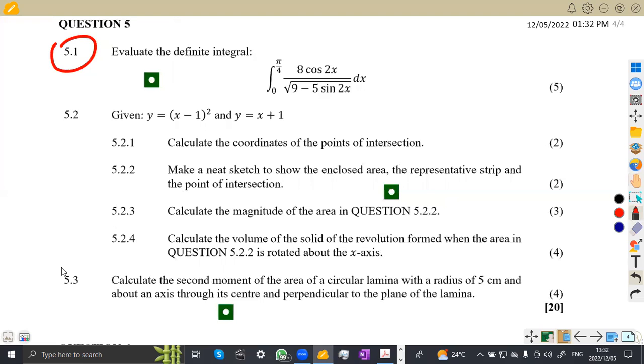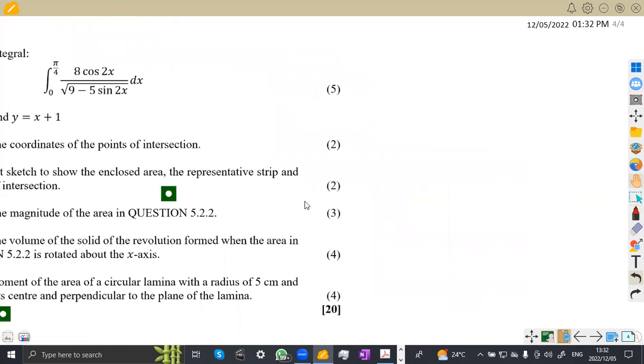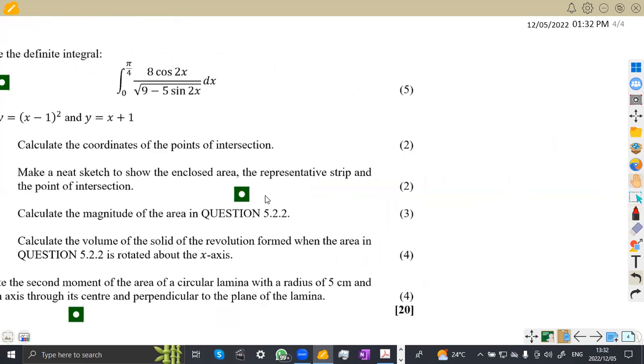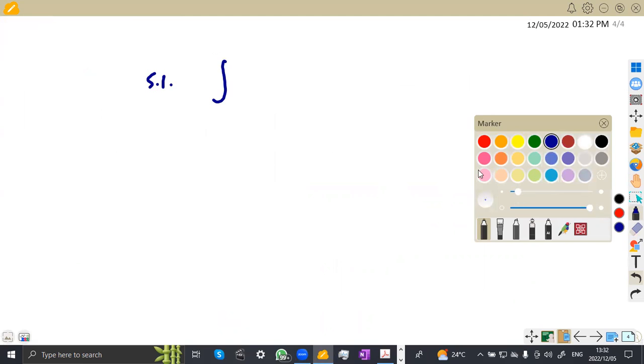We are given 5.1: evaluate the definite integral given the limits. So there we're supposed to check which integral we are supposed to use and how to apply that integral. All right, so this was 5.1. We are given the integral of 8 cos 2x.